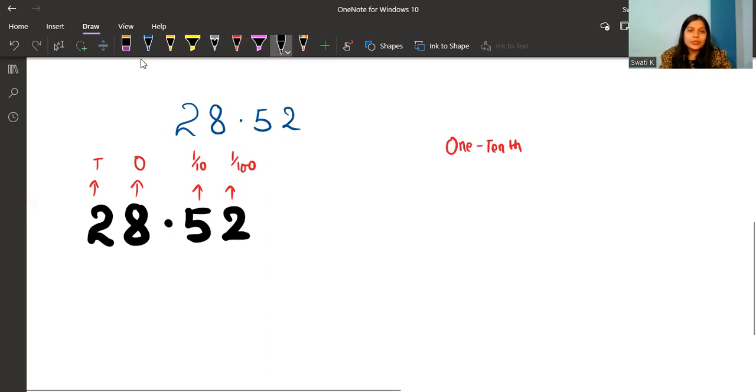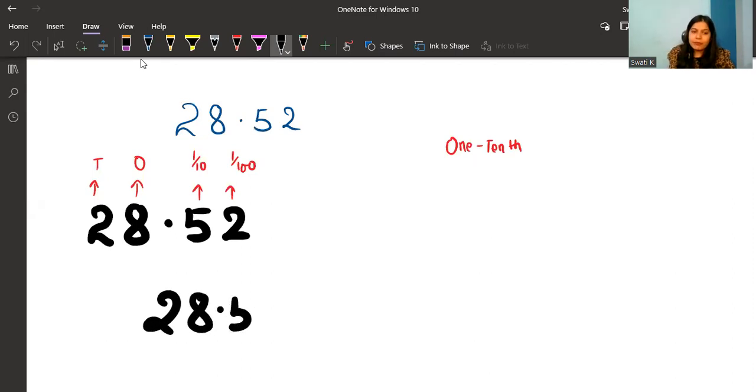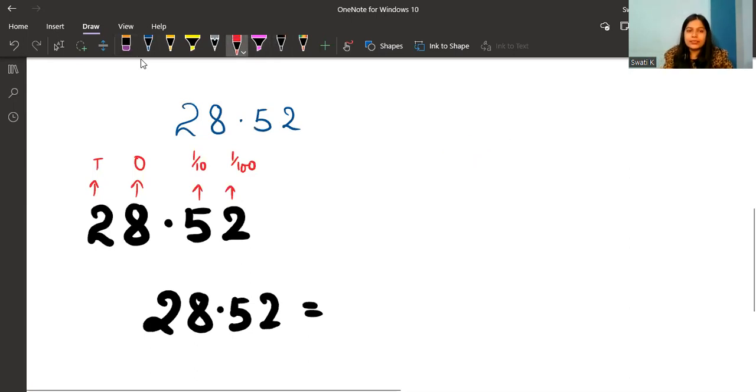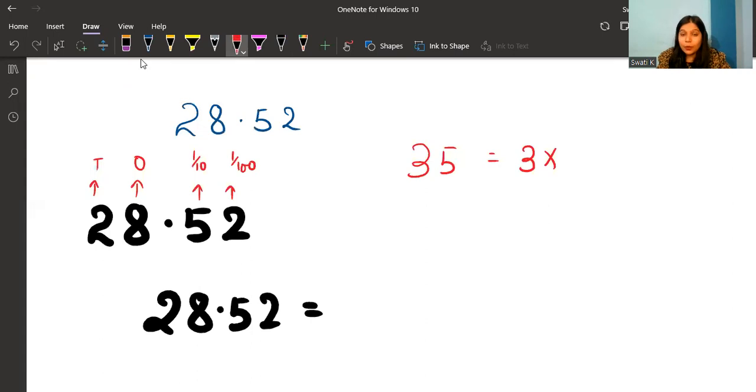Next is, what is the expanded form? Let's take the same question. What is the expanded form of the decimal number 28.52? For the expanded form of a number, let's say 35, you multiply the face value, 3, with its place value. The place value of 3 is tens, so you do 3 into 10, which is 30, and then 5 with its place value, which is 1, so 5 into 1 is 5 only. That is why we get the expanded form as 30 plus 5.